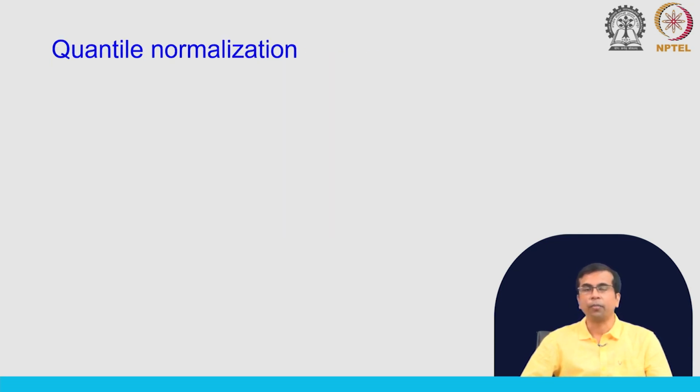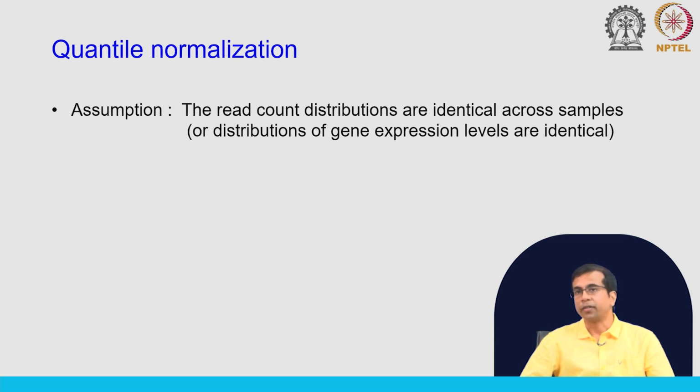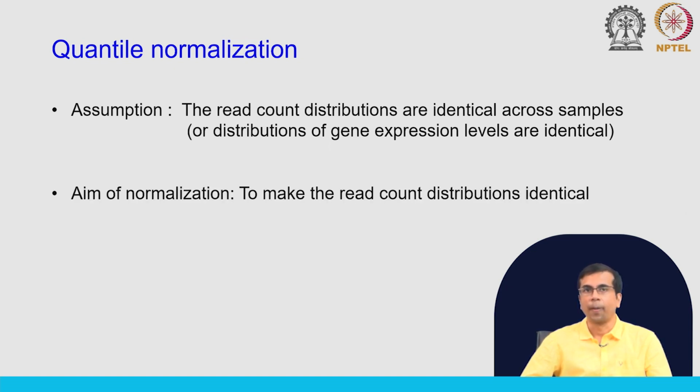So, what is quantile normalization? Again it starts with an assumption. The assumption is that the read count distributions are identical across samples. This is a specific assumption. Maybe their genes are not showing the same expression, but the distributions are identical. They will not change between samples. Or in other words, the distribution of gene expression levels is identical. Now, if you think about this assumption, you might have some questions, but keep those with yourself for the moment, because we will discuss a bit more about this.